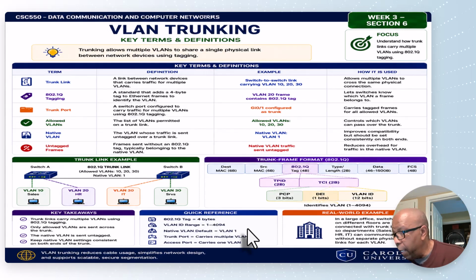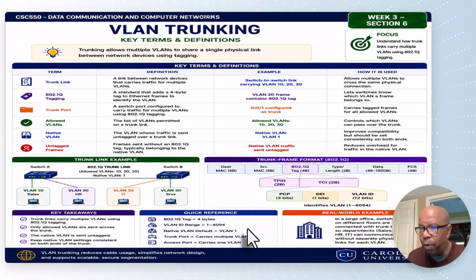Okay, real world: in a large office, switches on different floors are connected with a trunk link so that the departments, whether sales, HR, or IT, can communicate without separate physical links for each VLAN. So we don't have to have a separate port on a switch in order to transmit things from various LANs, multiple LANs.